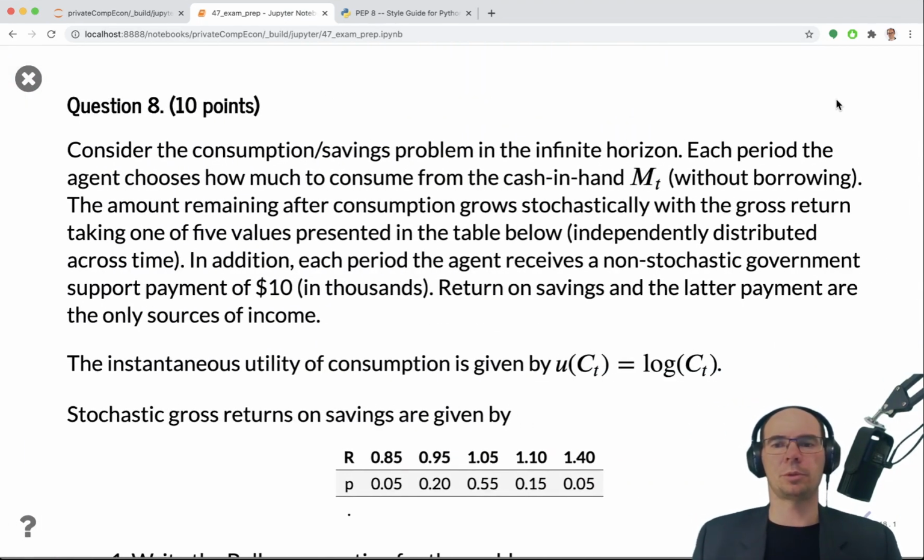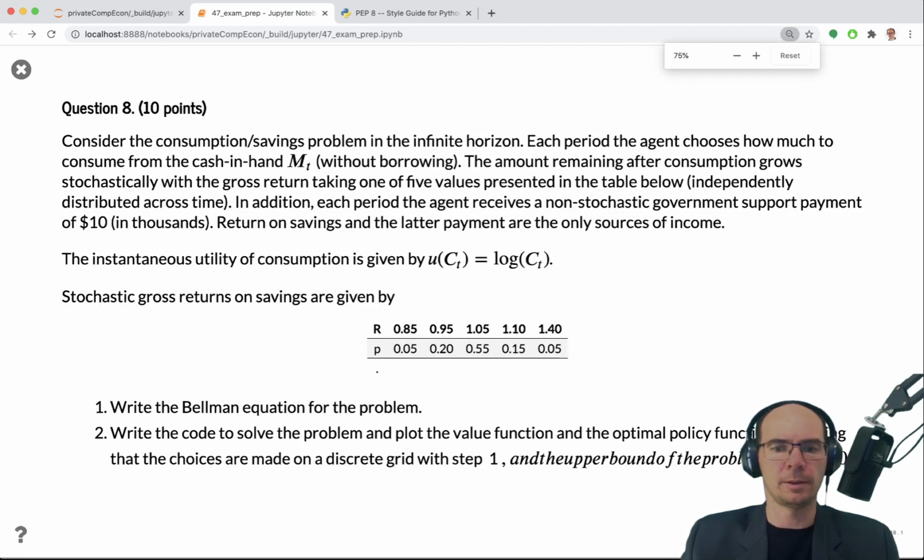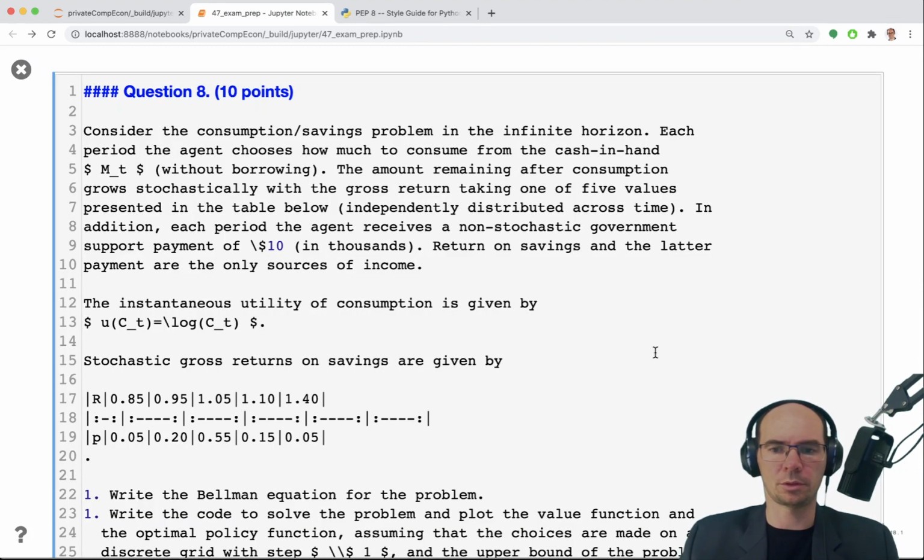Finally, here's an example of a complicated question, a really elaborate question for 10 points. Oh, there's some trouble here.